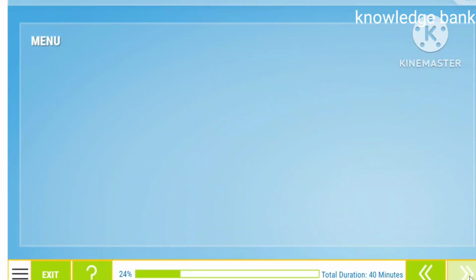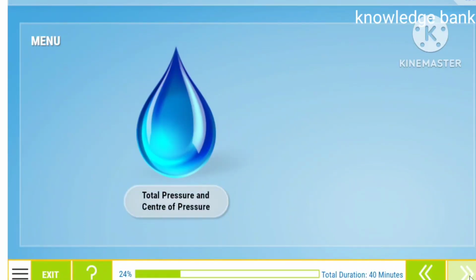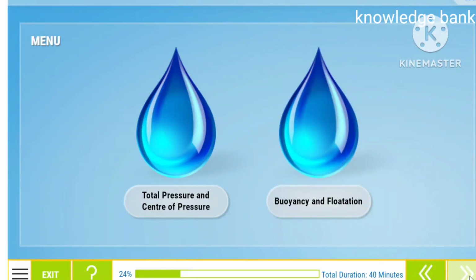Menu. This module has been divided into two sections: total pressure and center of pressure, and buoyancy and flotation. Click each section to explore more.